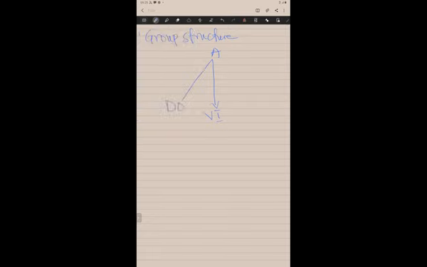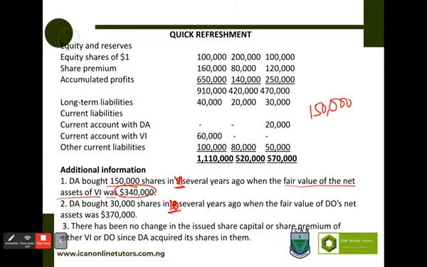Now, what is the percentage of shares of that in Do? What is the percentage of shares of that in V? You now look at the shares that is being acquired. Let's go back to the questions again. Can you see? That acquires, that bought 150 shares in V several years ago when the fair value of the asset was what?